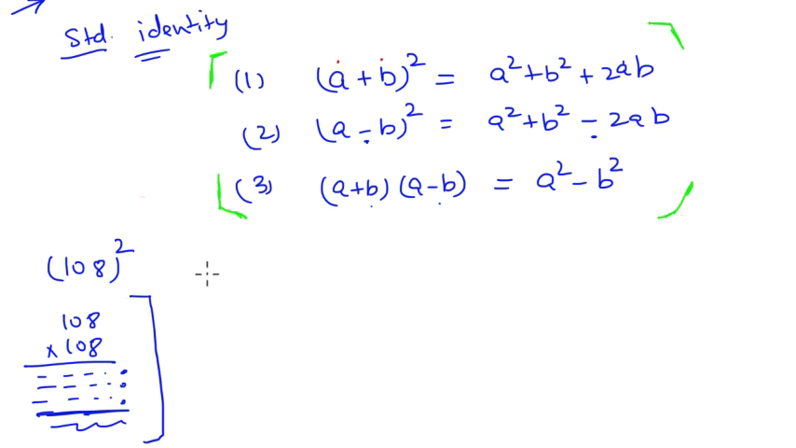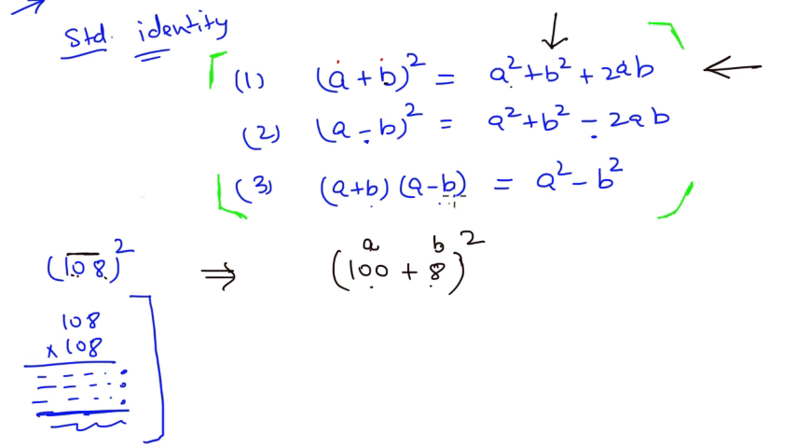And the faster method is, you divide this 108 into two parts, and that becomes 100 plus 8. And then you simply apply identity number 1, because this behaves like a, this behaves like b. You are simply assigning the value of 100 to the variable a and assigning the value of 8 to variable b. Okay, so as I do this, I can simply expand this whole expression using identity 1, and that becomes 100 square plus 8 square plus twice of 8 times 100.